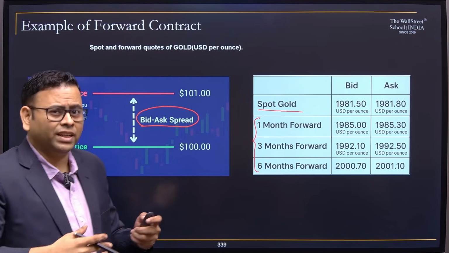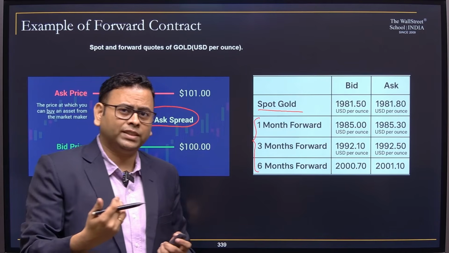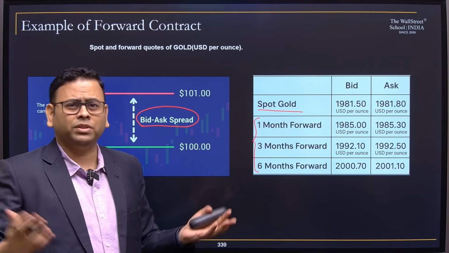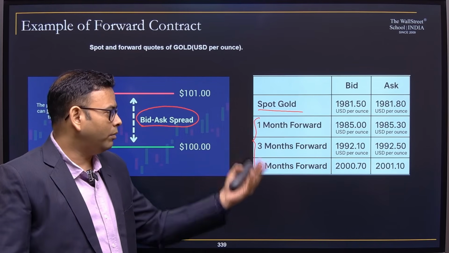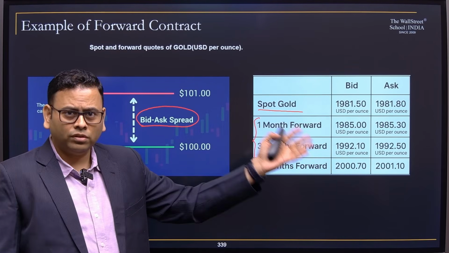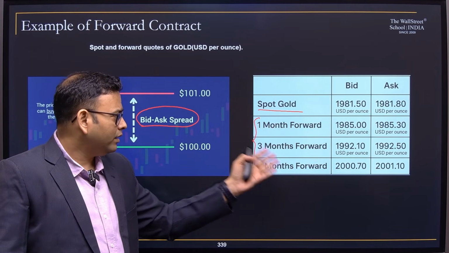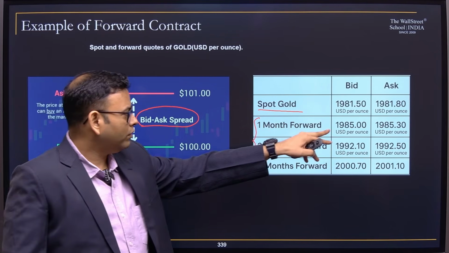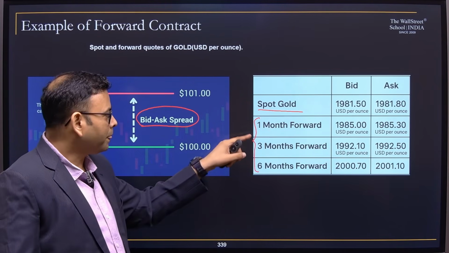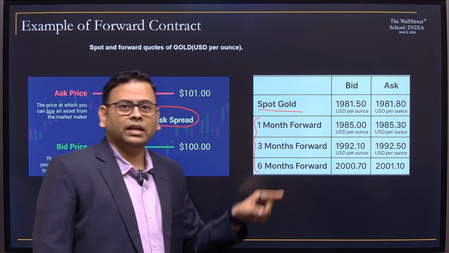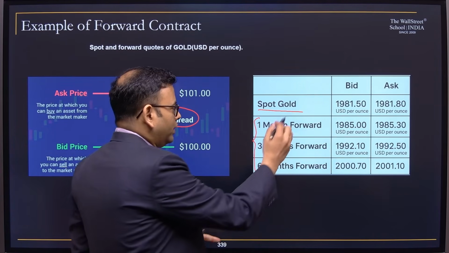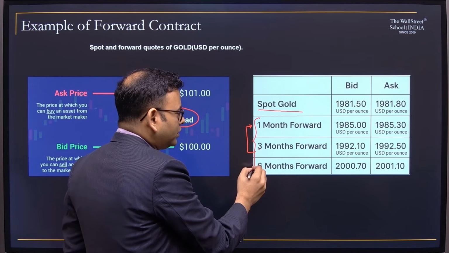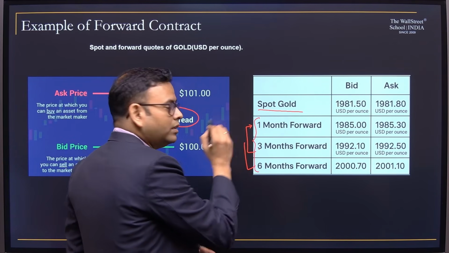I mean, there is no fixed definition because it's a customizable product, but generally it is traded for 1 month, 2 months, 3 months, 5 months, 6 months depending upon the requirement, and the longer the future date, the higher the forward price. As you can see here, the 1 month forward contract has a price which is more than the spot, 3 months has a price which is more than 1 month, and 6 months would have a higher price than 3 months.